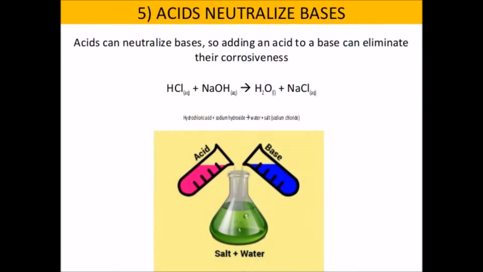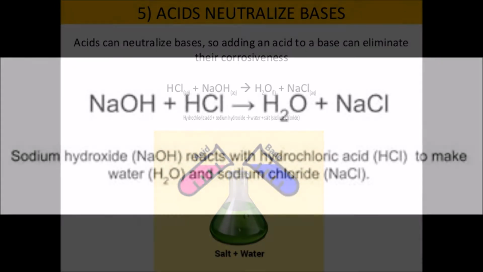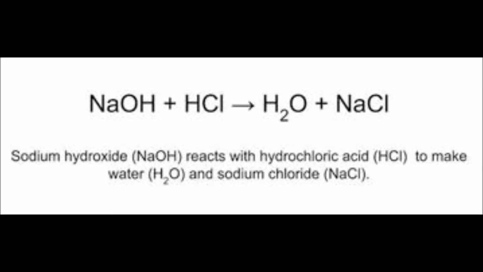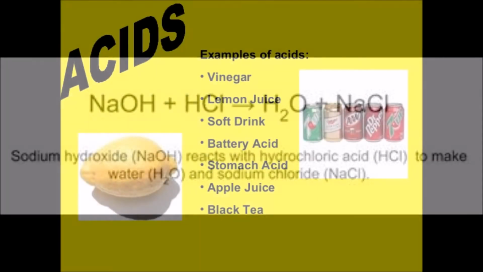When you add an acid and a base, the properties of the acid and base cancel each other out. If the same amounts of the acid and base are used, the solution becomes neutral. This reaction is commonly known as a neutralization reaction. An example of this is hydrochloric acid and sodium hydroxide turning into sodium chloride and water.